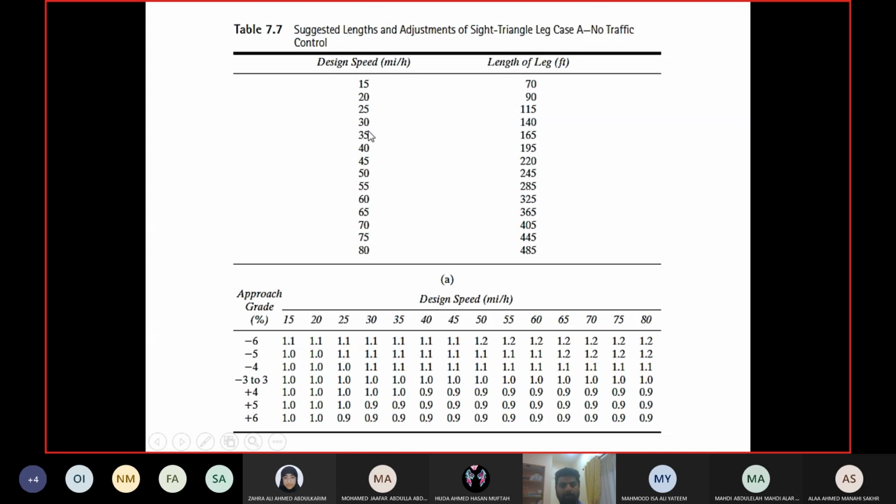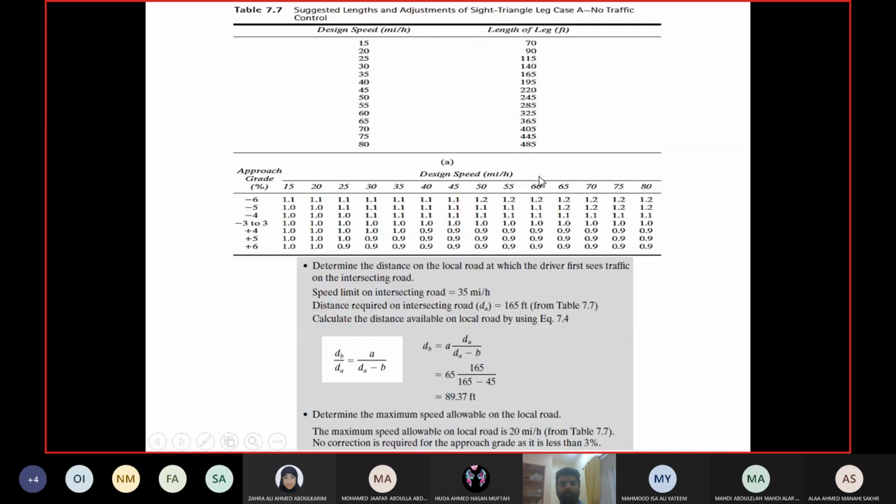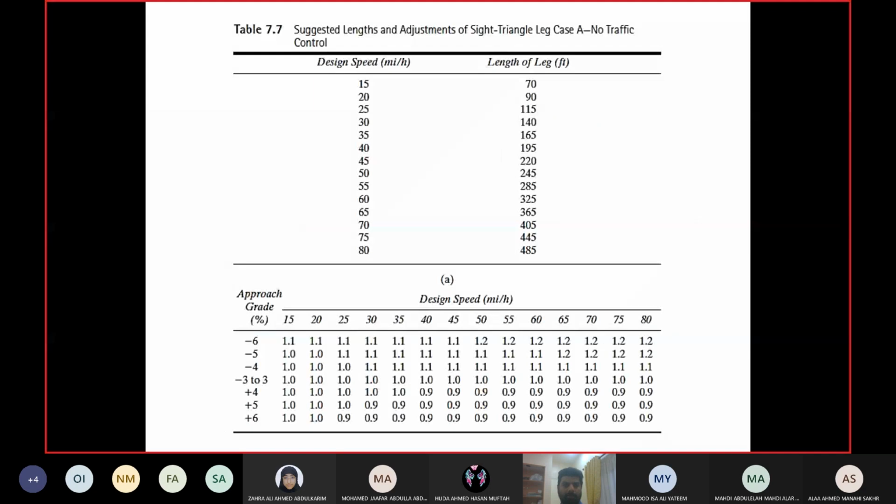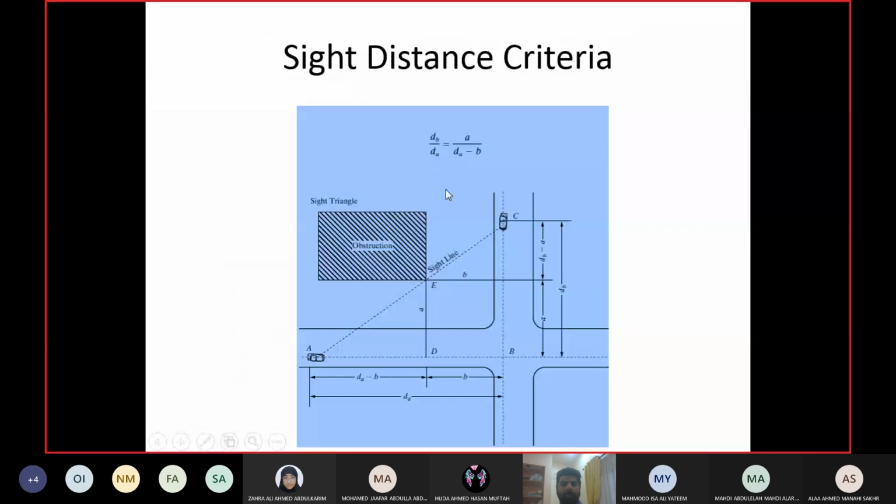The speed of the minor road is 35, so dB is 165. The speed of the major road is 50, so dA is 245. The distance for the minor road from the building is 65 feet, so I know B. Now I know dA, dB, and B. I have to find out A, which is the one they want to calculate. So dB is 165, dA is 245, and B is 65.